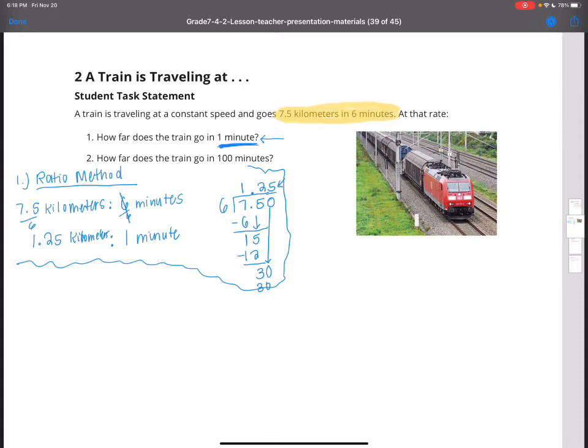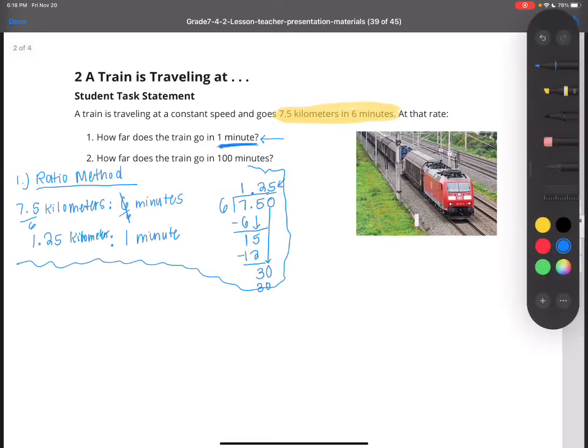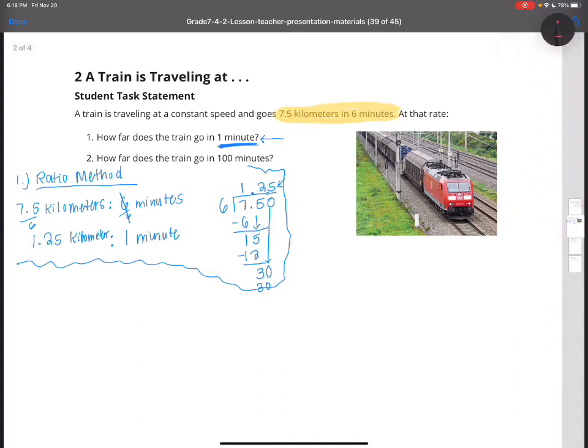I also want to show you guys the tape diagram method, which you guys will be more familiar with if you used Eureka last year. So the tape diagram method. What I want to do is create this tape diagram, okay? But the tape diagram is going to represent the time. So it's going to represent 6 minutes.